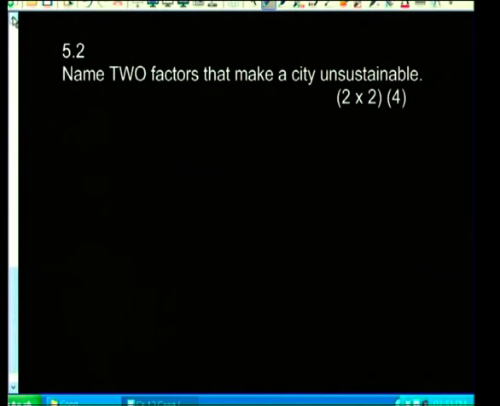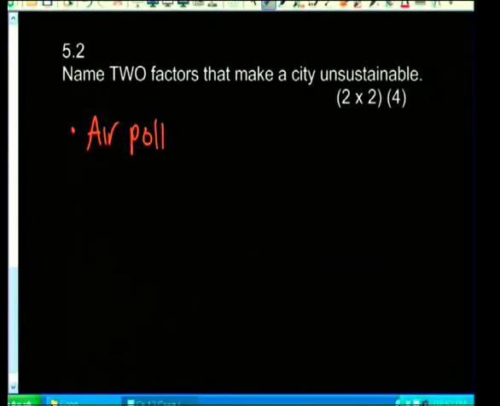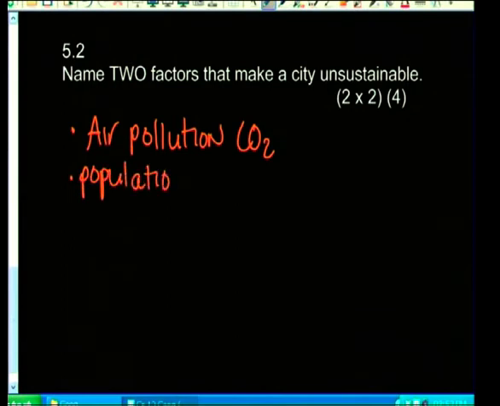Okay, moving on to question 5.2, name 2 factors that are going to make a city unsustainable. Very, very important, the main thing that should pop into your mind is air pollution. Air pollution in terms of the release of CO2 is making all cities around the world very unsustainable. Things like population growth are making our cities unsustainable because the cities are not able to cope with the amount of people now living in those particular areas.